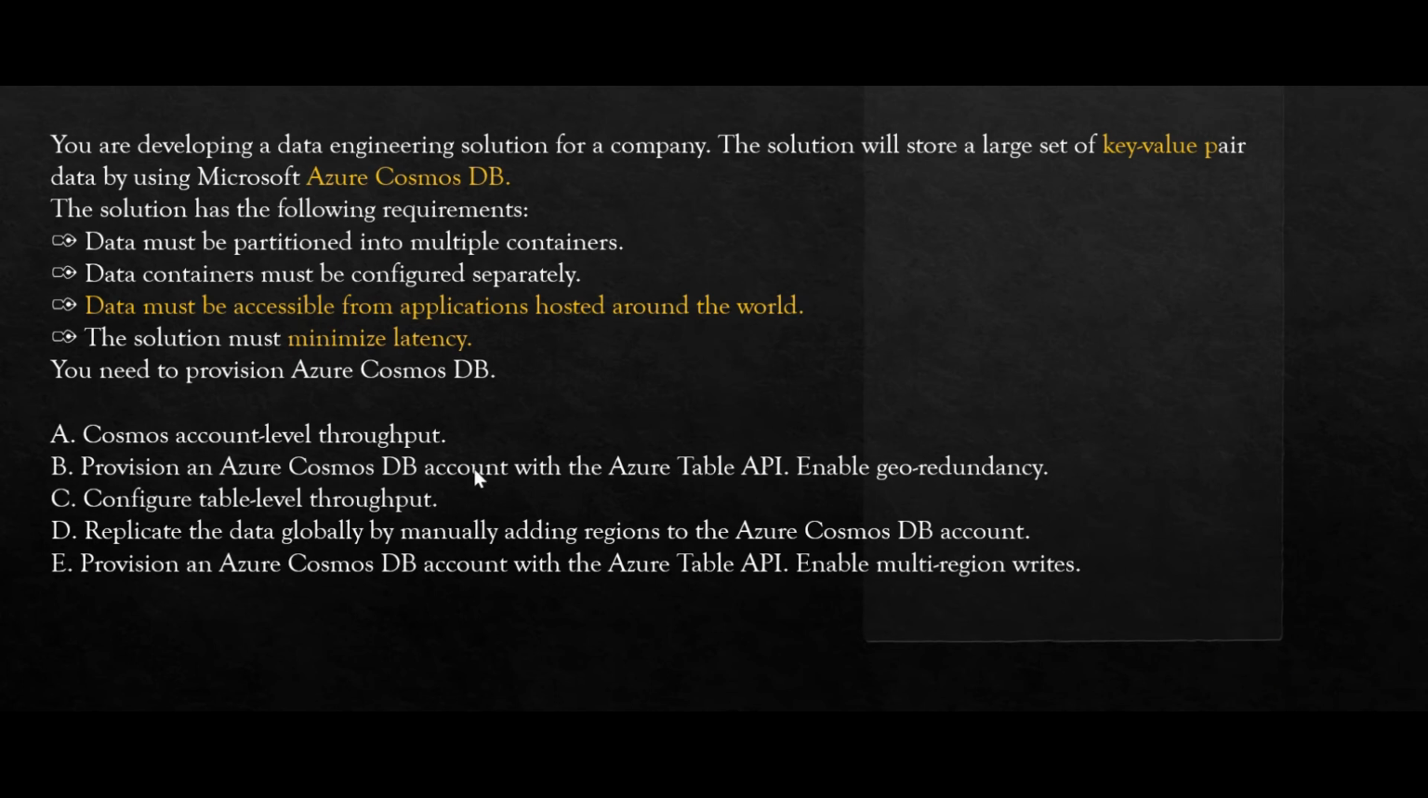Now let's look at the options quickly. There are 5 options and we have to choose one answer. So in this case, if you see, options A and option C are similar, but one is account level throughput and the other is table level throughput. Both are wrong because the throughputs are at the database level and at the container level. Let's look at the throughputs.